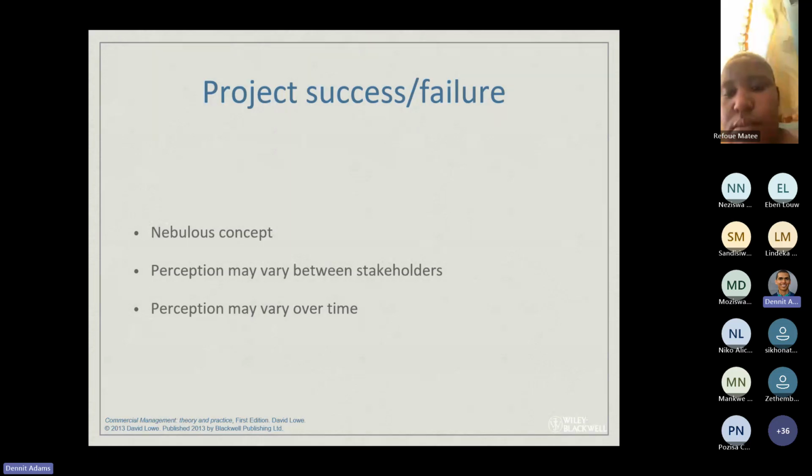Perception also may vary over time. The Sydney Opera House is now considered a beautiful piece of art and construction marvel, but at the time it was a big failure. But now, with time, it's worn away. People forget how expensive it was, and it's like, oh, it's actually beautiful. What an amazing feat of engineering. And it actually wasn't.